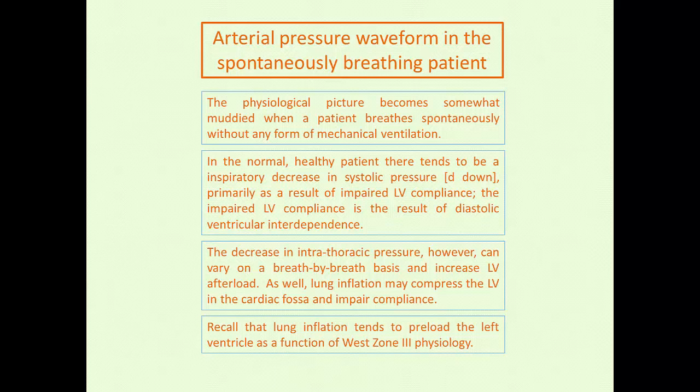And then also recall that lung inflation, whether it's by mechanical ventilation or spontaneous ventilation, tends to preload the left ventricle by squeezing blood out of the pulmonary capacitance beds as a function of the increase in the transpulmonary pressure and the degree of West Zone 3 physiology. The more West Zone 3 physiology you have, the greater your pulmonary venous return. And again, if you've forgotten what West Zone 3 physiology is, I suggest you go back to Chapter 2. I think I talk about the West Zones, maybe Chapter 1 as well.